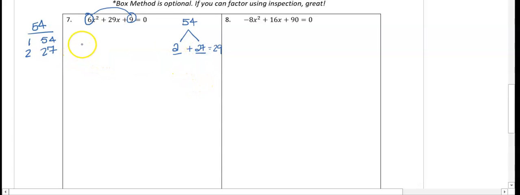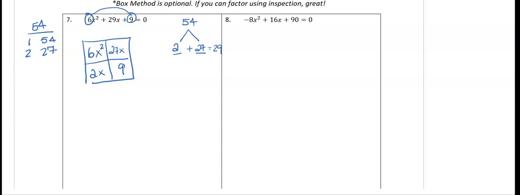So now I'm going to put those in my box. Let's set up our box. In the bottom left corner I'm going to put 2x. I could also put 27x. It doesn't matter. It just matters that I have those numbers in my boxes on the diagonals. I could have put 27x here and 2x here. It'd be fine. Now in this corner I put the a value, which happens to be 6x squared, and in this bottom corner I put 9.